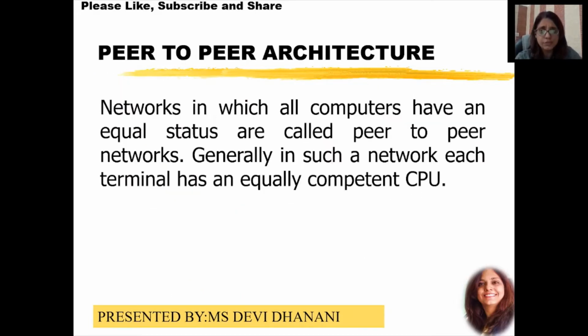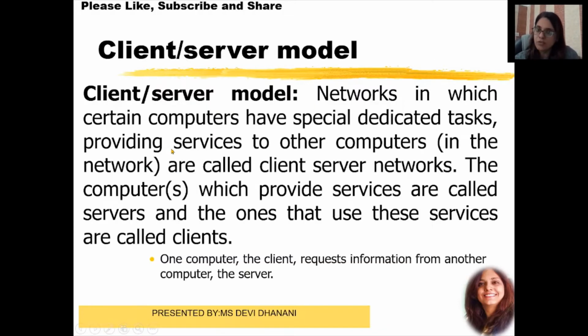Now there are two types of architecture. What is basically the status of computers in a network? In case the status of all computers in a network is equal, that means each terminal has an equally competent CPU, then it forms a peer-to-peer architecture. No one computer has a special status over here. In contrast to this, we have the client-server architecture.